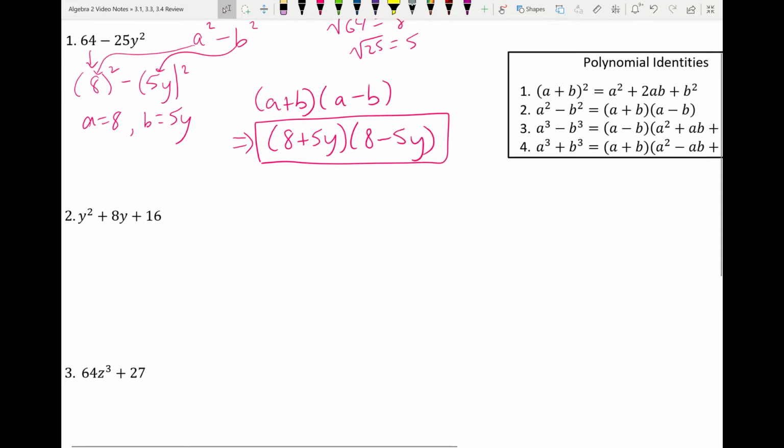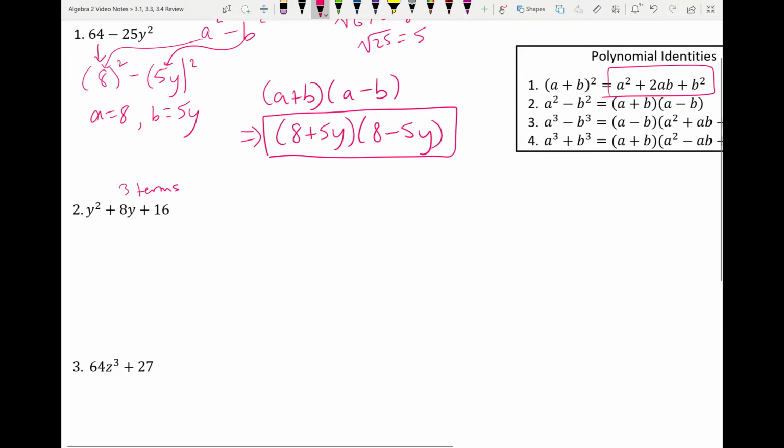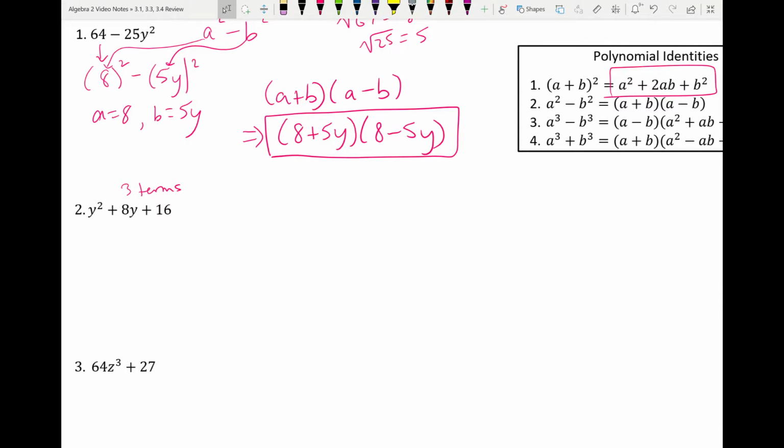All right, so now looking at number 2. Number 2 has 3 terms in it. No parentheses or anything like that. So if you compare it, it looks like this, right? And if you notice, we can identify a from this based off of a squared and b squared. So let me write that out. We got a squared plus 2ab plus b squared.